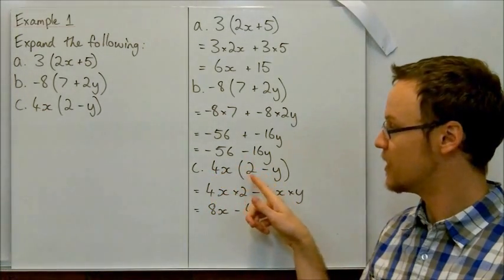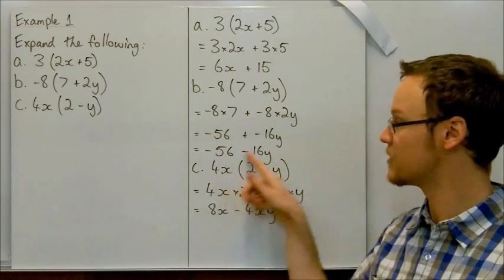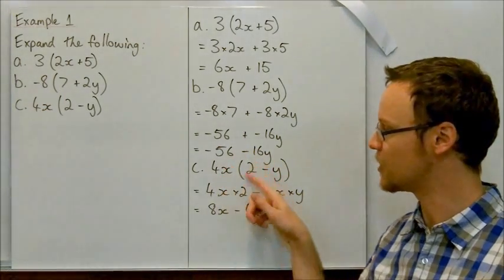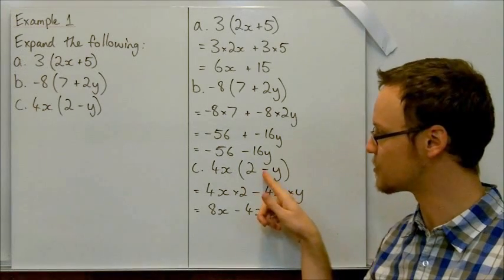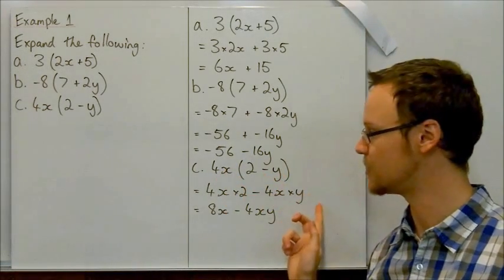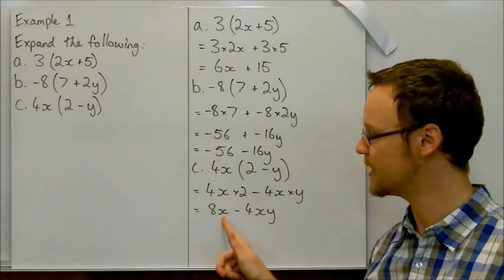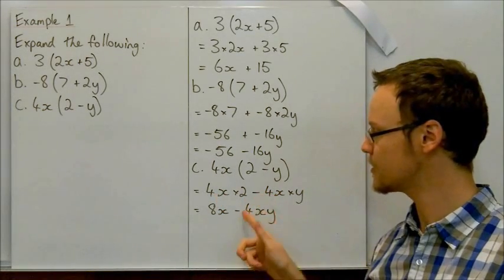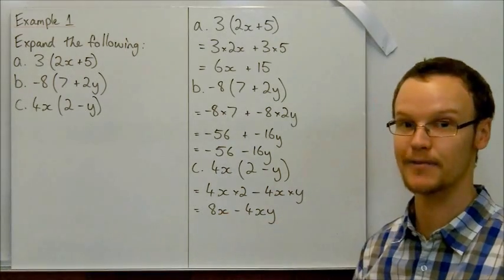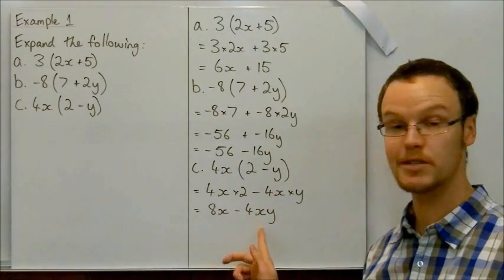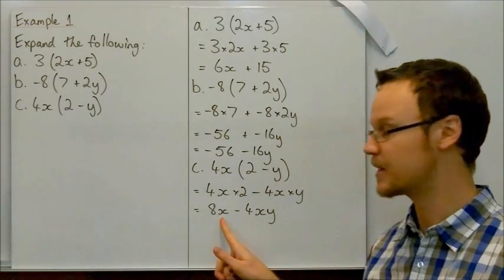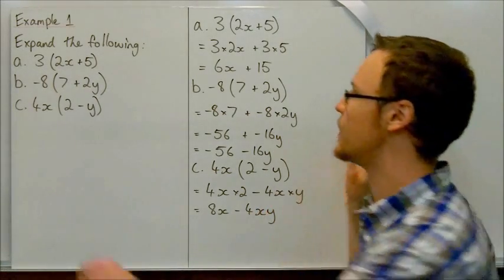Here, 4x, and we can distribute amongst the terms inside. So we've got 4x times 2, minus, because we've got a minus sign in the brackets, 4x times y. So 4x times 2 is 8x, and minus 4x times y is just 4xy. And that's what we're left with. They are not like terms, so they can't be added any further. The variable here is x, the variable here is x times y.